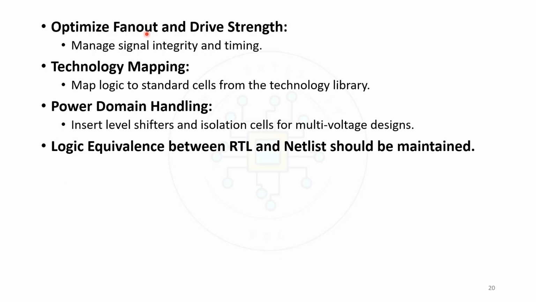Next, optimize fan out and drive strength. So here fan out means by using one single gate, how many different gates we are able to drive by using one output of that gate. And here drive strength means it will be like X1, X2, X4, X8 and so on. So drive strength can be increased by increasing the width, so that more amount of current will flow and it leads to reduction in the delay. But the problem here is if you are increasing drive strength, area will increase.